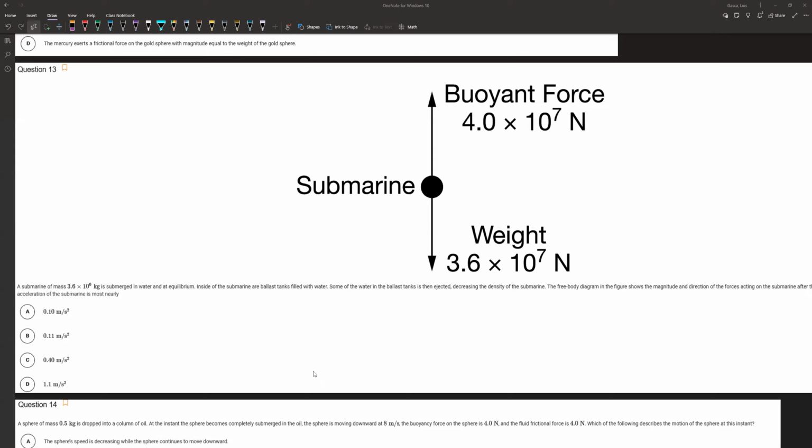Okay, we have our answers. Let's go ahead and calculate this. If we do Newton's second law, they just want the magnitude of the acceleration. I'm going to choose the bigger number as the first force. So that's 4.0 times 10 to the 7 newtons. Sorry, it's going to be the buoyant force.